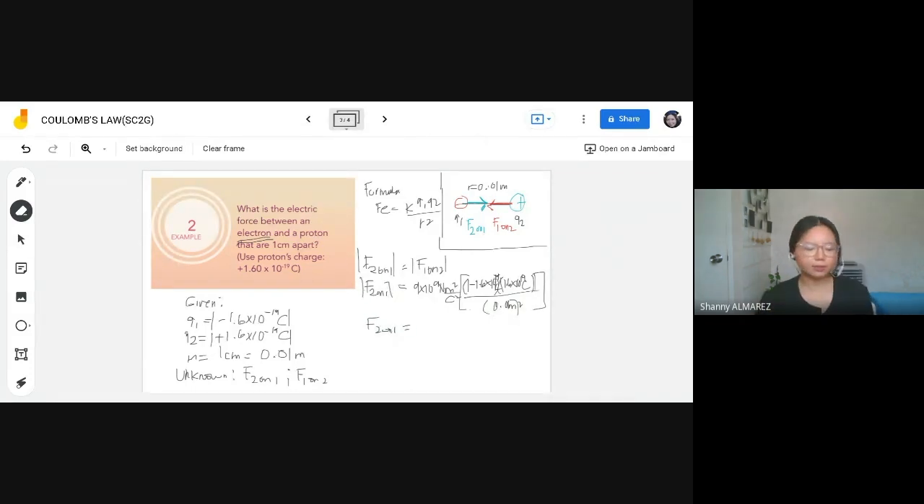Therefore, you will get ilan dyan? 9 times 10 raised to 9 times the quantity. Numerator natin ay 1.6 times 10 raised to negative 9. Since naka-absolute value, parehas lang ang value, we can just square it. Divided by 0.0, ilan? 2.304 times 10 raised to negative 4. This is now in newtons. Parehas ba nakuha natin values? Parehas lang? Did you get the same amount?